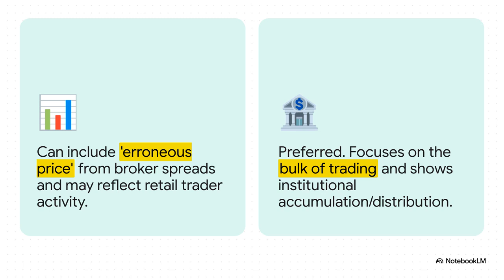You could use the wicks, the absolute highest high and lowest low, but ICT points out that wicks can have erroneous price spikes from things like broker spreads, and they often just reflect retail panic. The preferred method, the professional way, is to use the candle bodies. This really hones in on where the bulk of the trading volume was, and it gives you a much cleaner picture of what the institutions, the smart money, were actually up to.